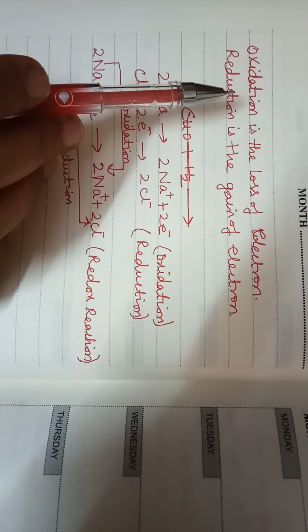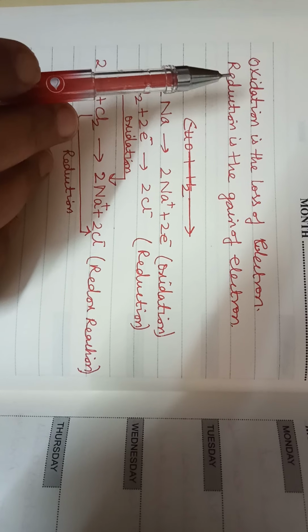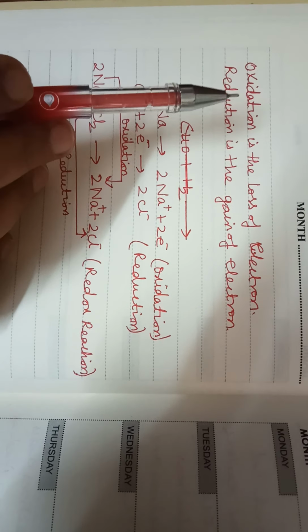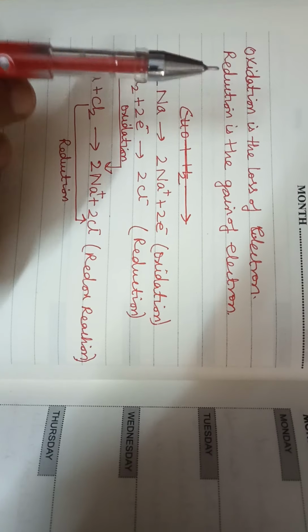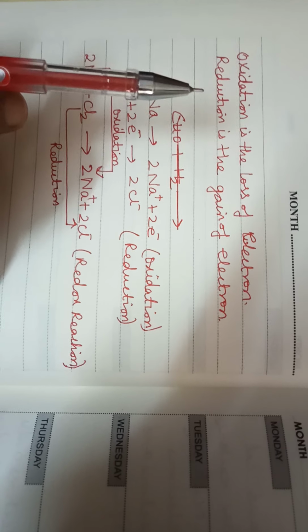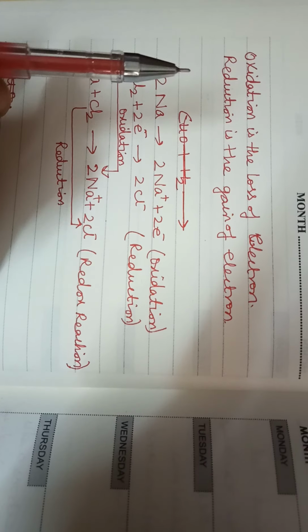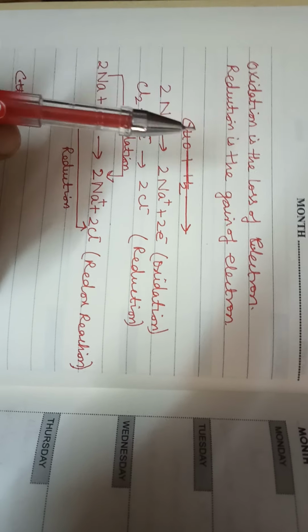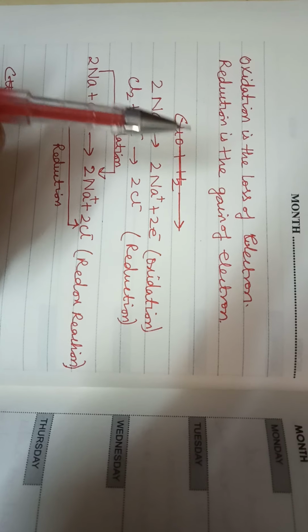Yesterday I uploaded a video on the coordinate bond. With that, the chapter comes to an end. But there is one small concept which I have to revise again, because you have already studied it in class 9th also. It's basically a revision concept for oxidation and reduction in terms of the gain or loss of electrons, right? So in 9th class you have already studied.